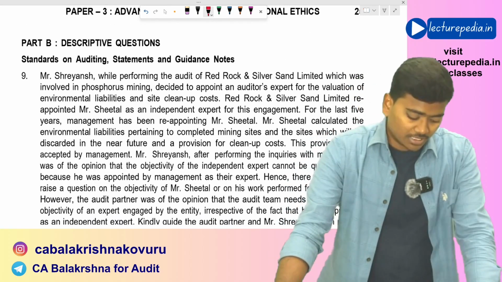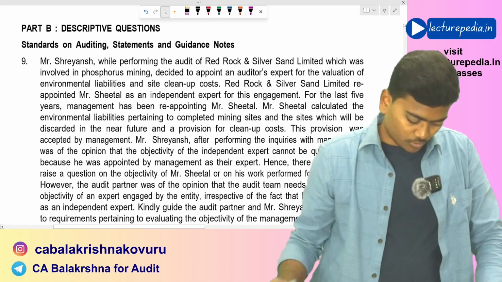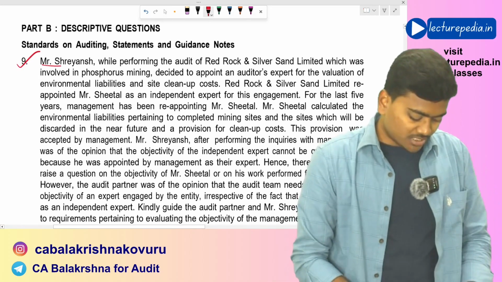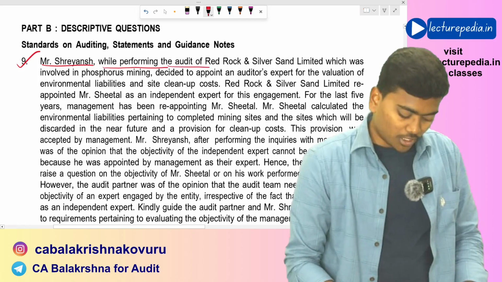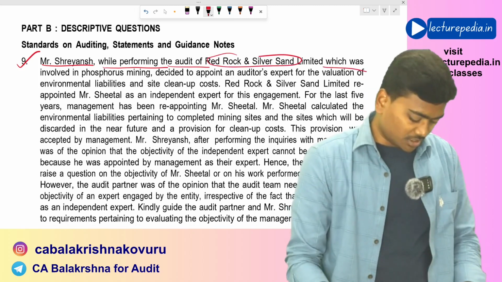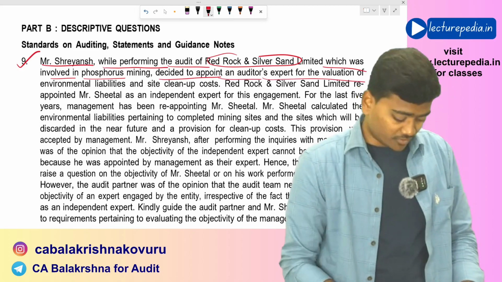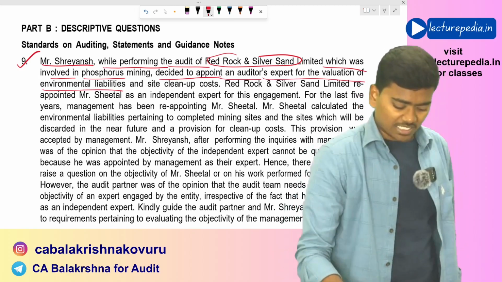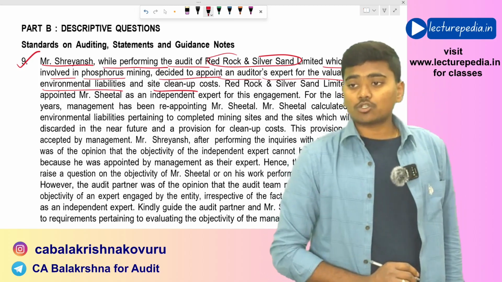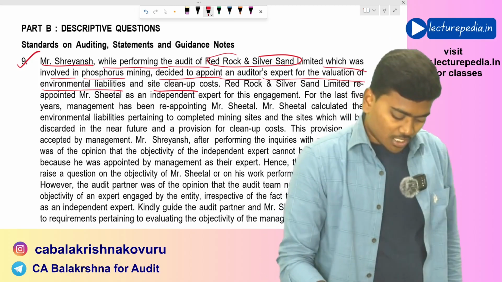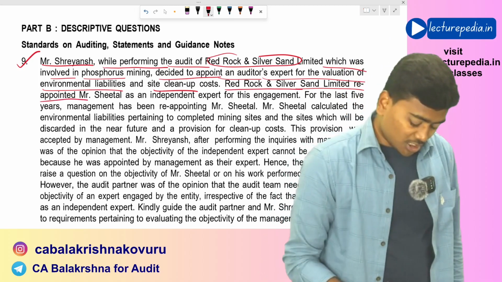Next, moving to the descriptive questions. Question number 9. Mr. Shreyans, while performing the audit of Red Rock and Silver Sand Limited, which was involved in phosphorus mining, decided to appoint an auditor's expert for valuation of environmental liabilities and site cleanup cost. Okay, he wanted to appoint an auditor's expert. Now, Red Rock and Silver Sand Limited reappointed Mr.